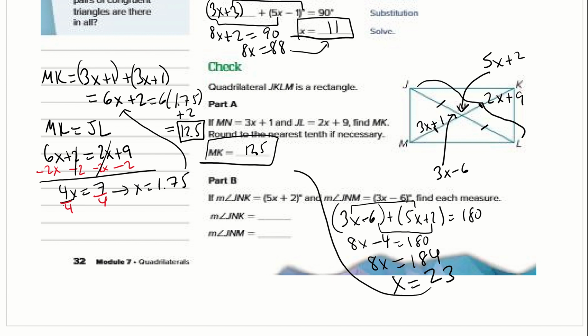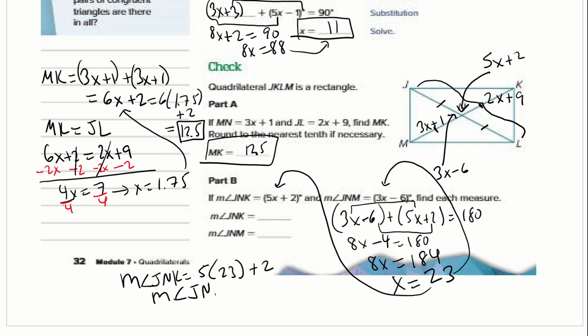Then, of course, we can plug that into here and plug that into here to get our answers, right? So let's do that over here. So JNK is 5 times 23 plus 2. And then JNM is 3 times 23 plus 2. I keep using that minus 6, sorry. 3 times 23 minus 6. And so if I do that, I get 117 degrees and 63 degrees. And notice that they add up to 180.